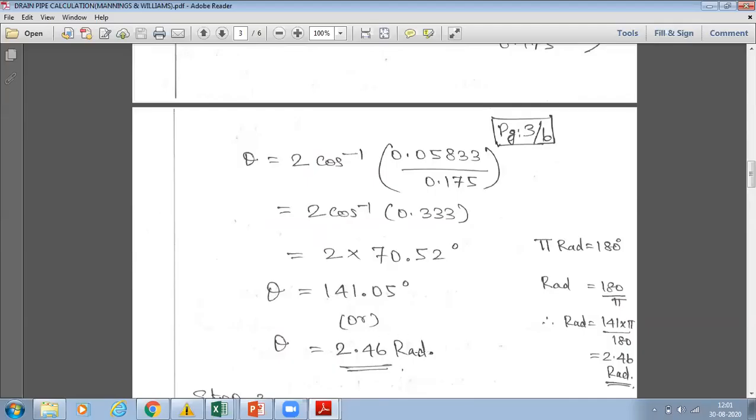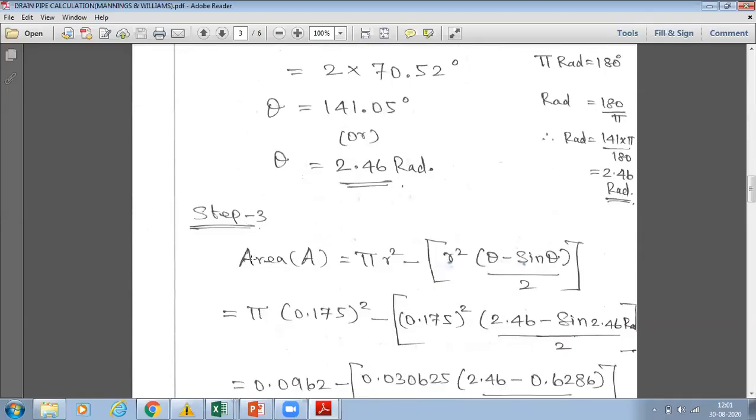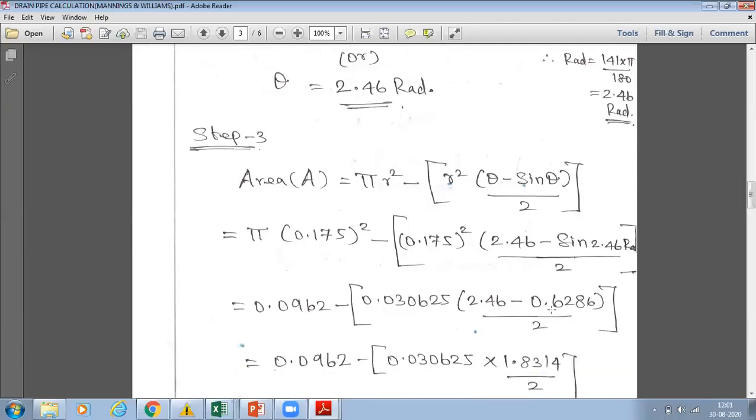For the area of the flow you have to use this one. Step 3: area A equals pi r square minus r square into (theta minus sin theta) divided by 2. If you apply this, pi r square with r 0.175 meter, minus r square, you have to put the theta value in radians: sin 2.46 radians, divided by 2. So you will get the answer like this.